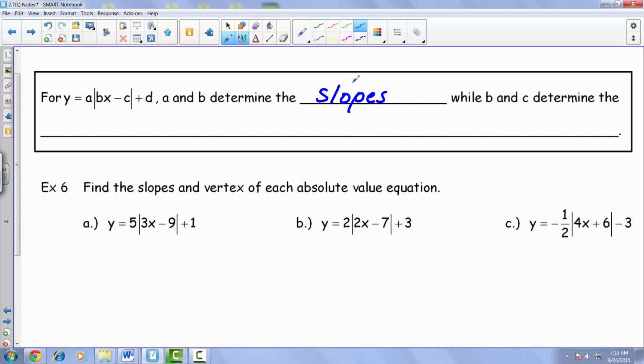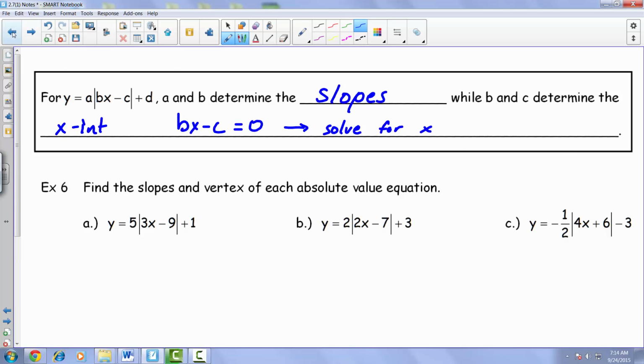The b and the c, though, determine our x-intercept. And how they work is we're going to take this item, this bx minus c, and set it equal to 0, and then pretty much just solve for x. Now, believe it or not, in previous cases we were actually doing that, but we didn't really have a b here, so we didn't have to worry as much about things.